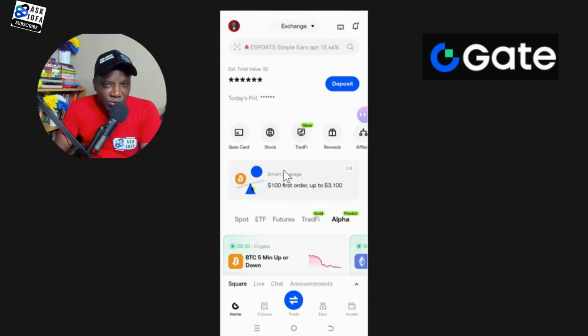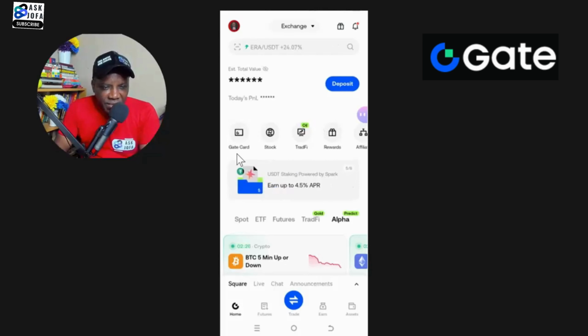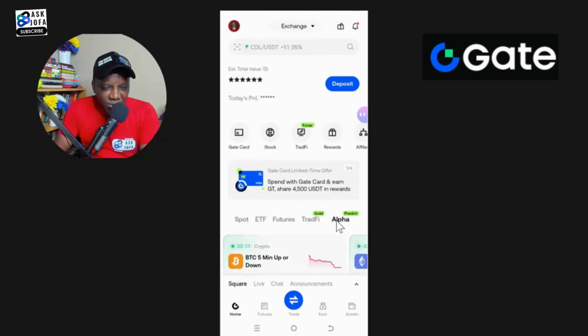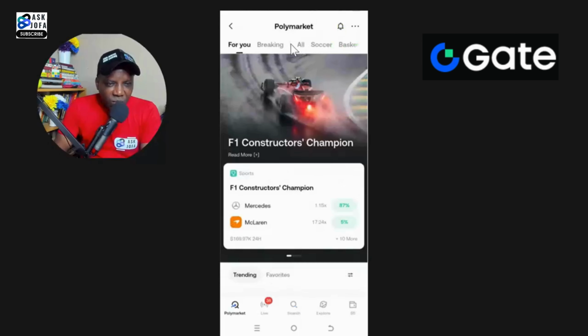As soon as you open the app, it will take you to the home page. This is the home page, and you come down here, you tap on Alpha. You can see it is now up here. This is Alpha. This is Polymarket. All this menu you are seeing down here belongs to Polymarket. To see it fully, you tap More. We are now inside Polymarket as a whole.